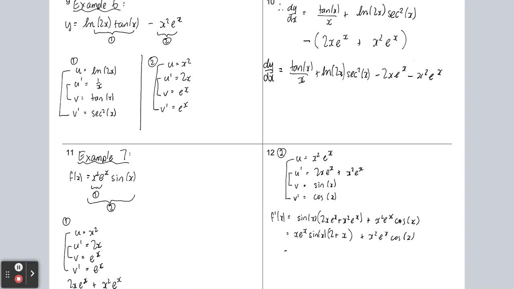Maybe we could go one step further and go that's equal to x e to the x outside of sine x, 2 plus x, plus x cosine of x. Maybe that's better. I'm not too sure. But that's pretty much as far as we can take it, I think, in terms of simplification.